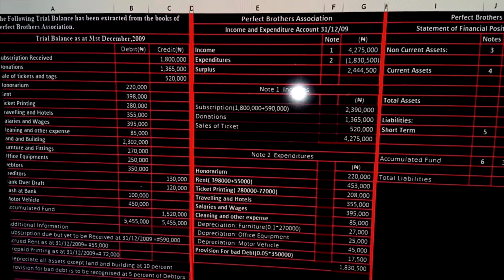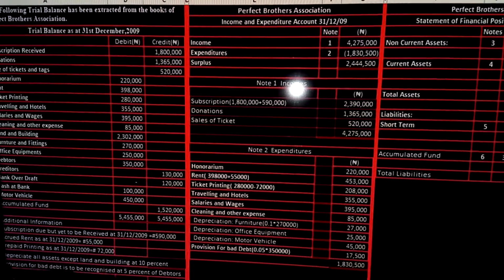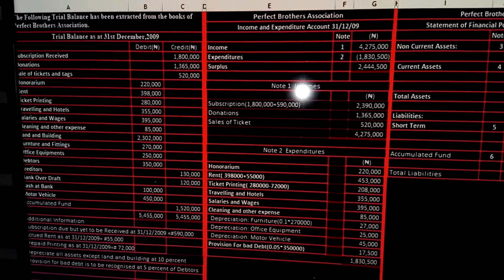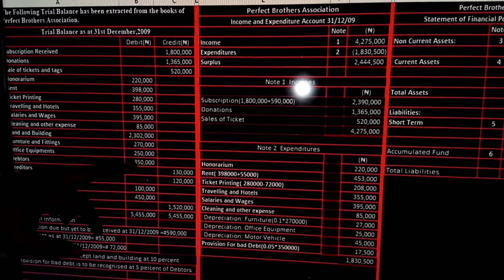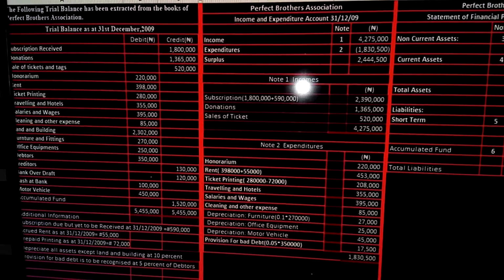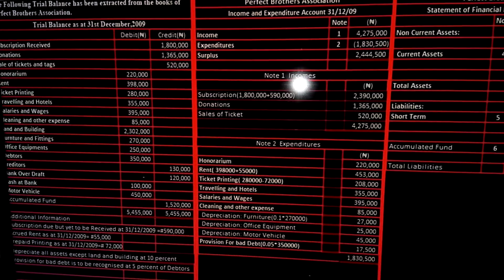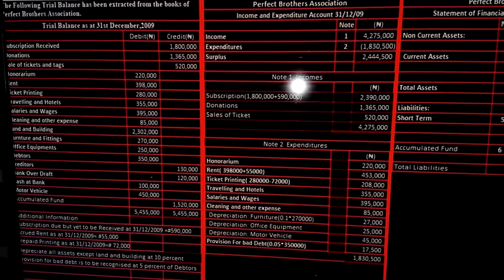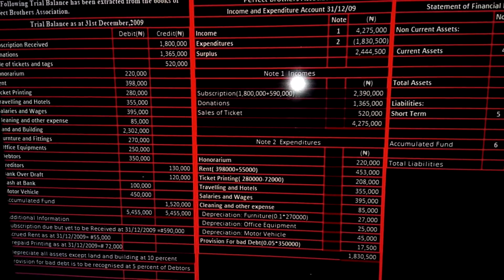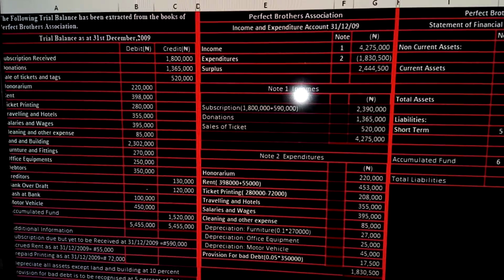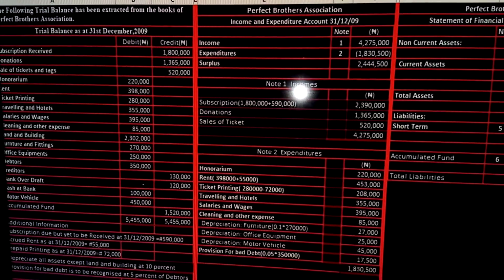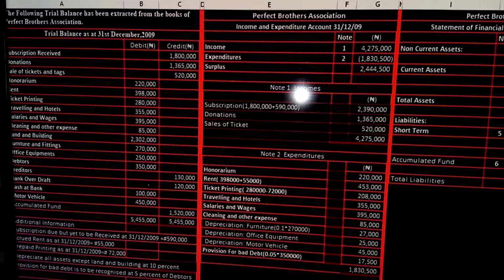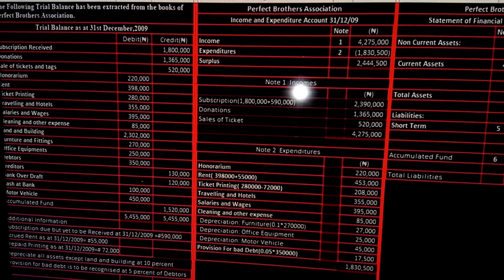So from this question, provision is 5% of debtors. What's 5% of debtors? Debtor here is 350,000. So 5% is 17,500. Now the question is, was there an opening provision? No. That means opening provision is 0. So closing provision here is 17,500. So it has increased from 0 to 17,500. And I told you, where there's an increase in provision for bad debt, it is an expense item.